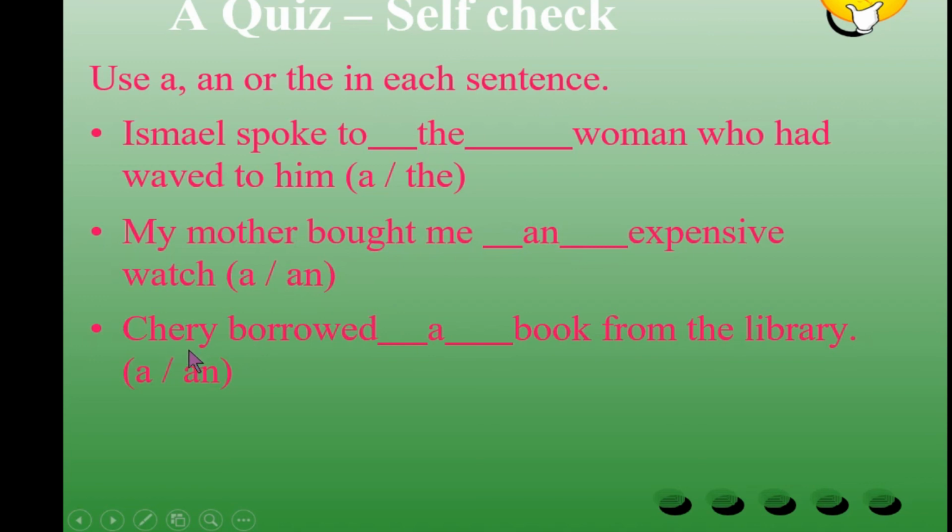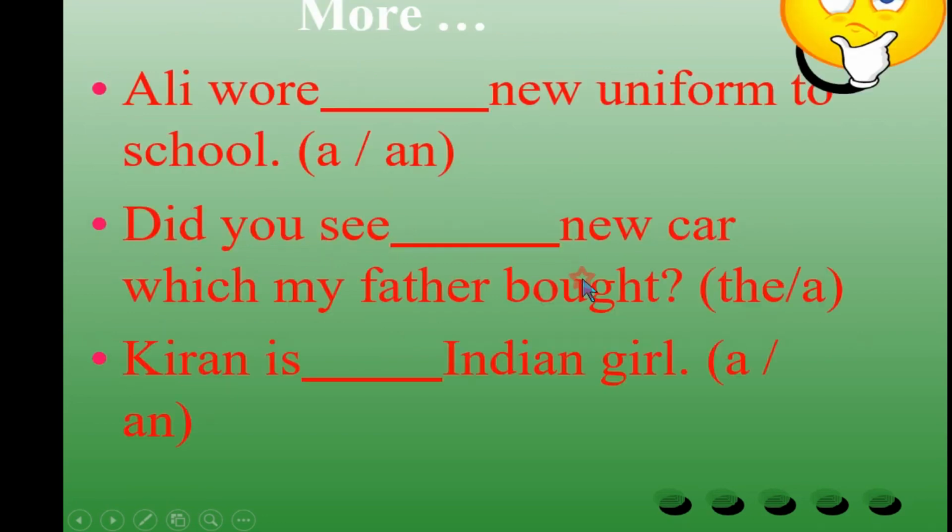Cherry borrowed a book from the library. A book means any book. So that is the answer. However, there are many other exercises on the link. So you go to the link, click on the link and do it. Yeah, that is the article exercise.